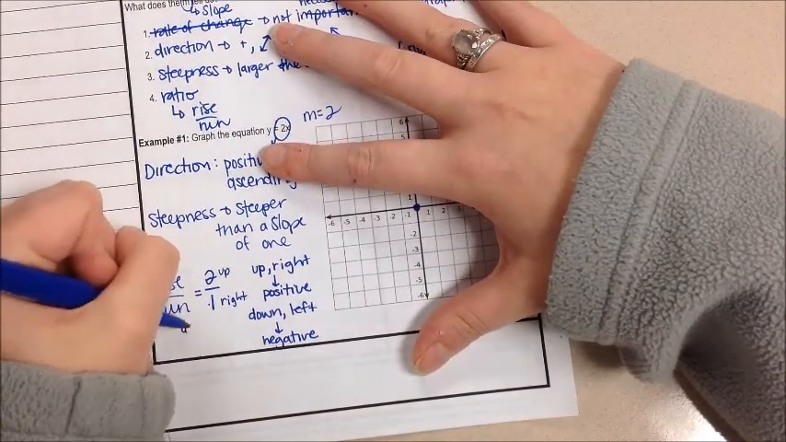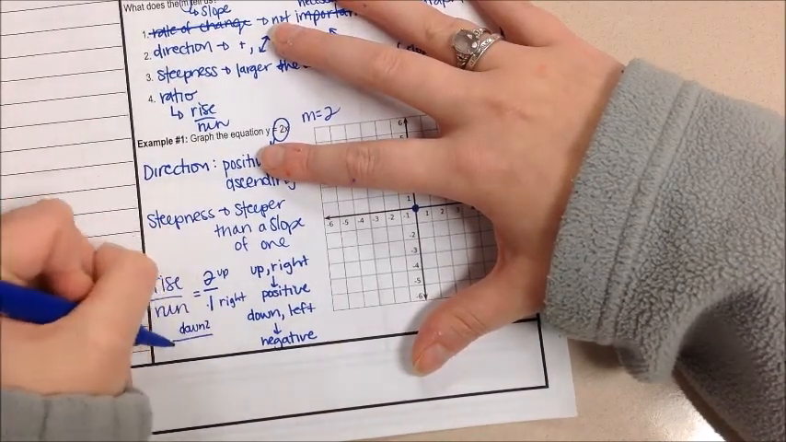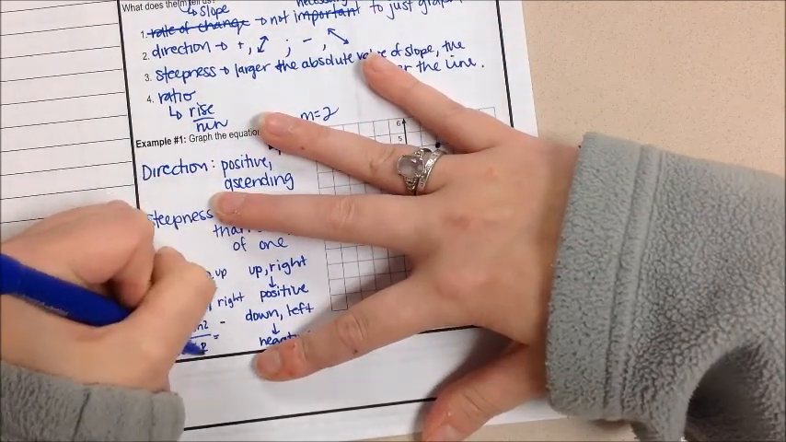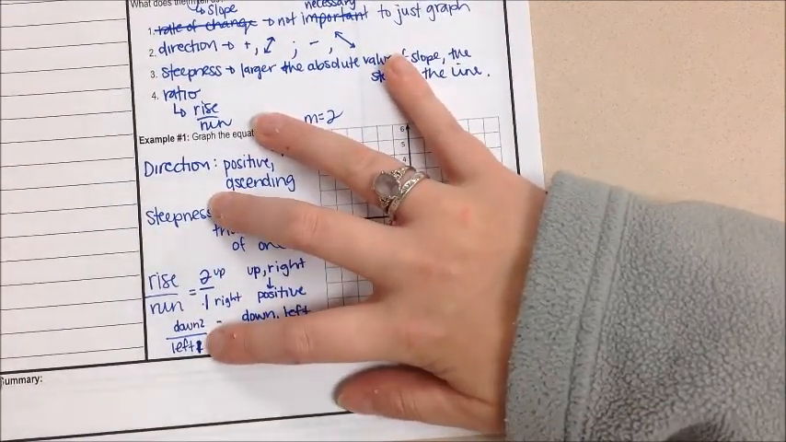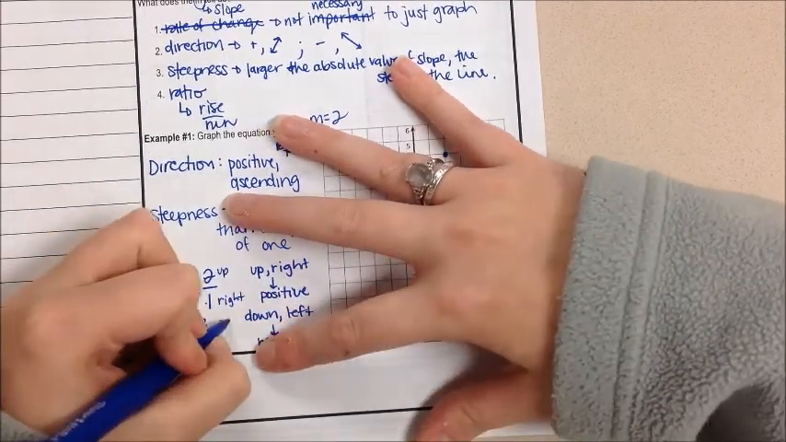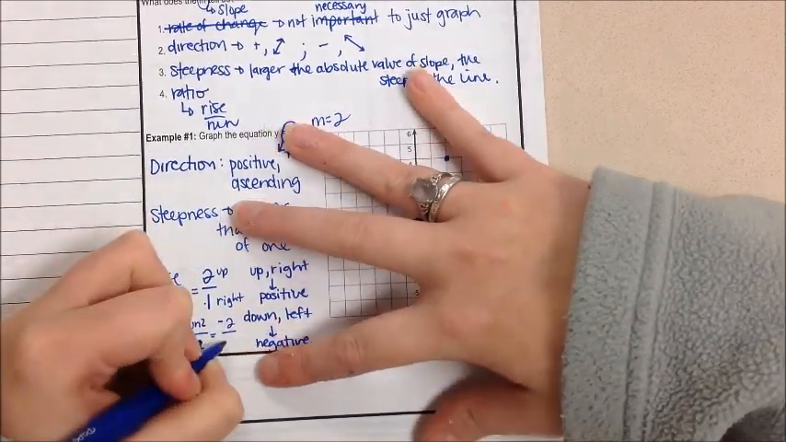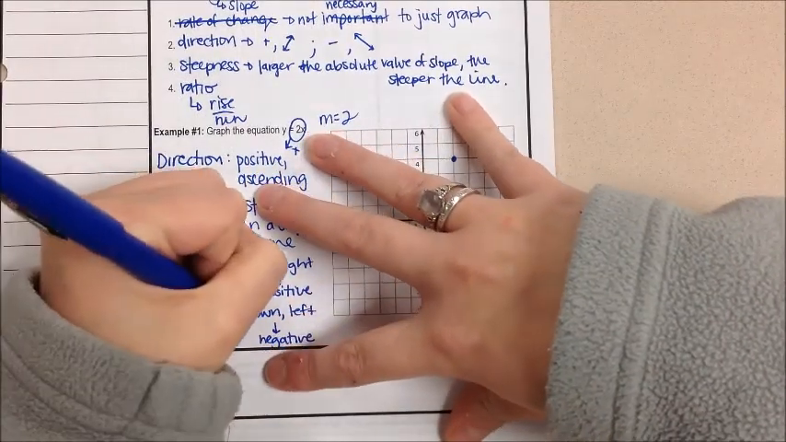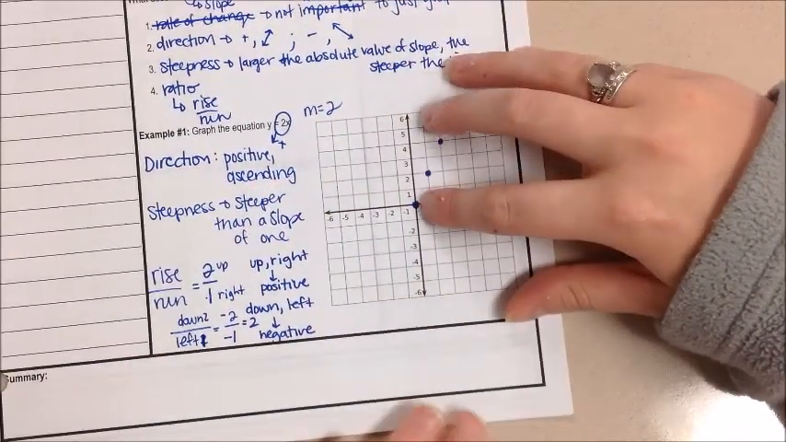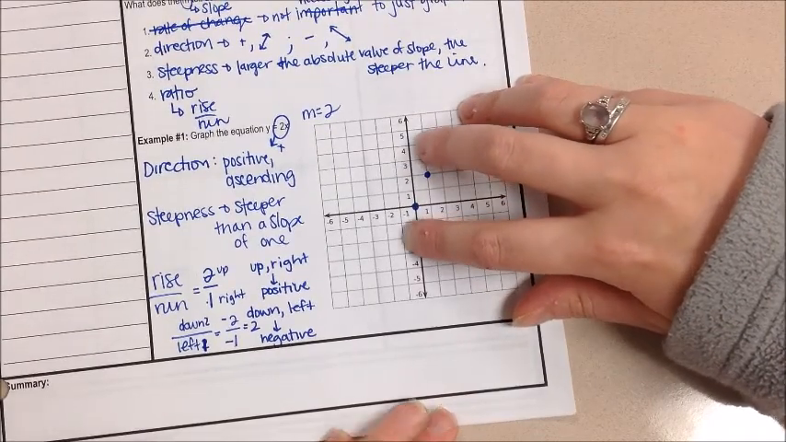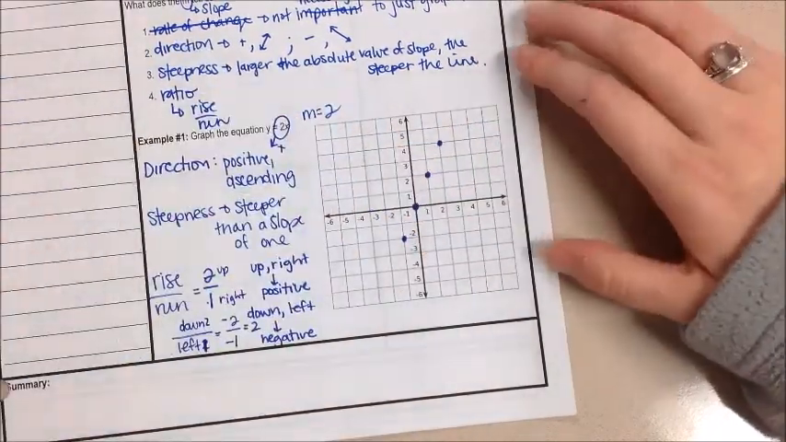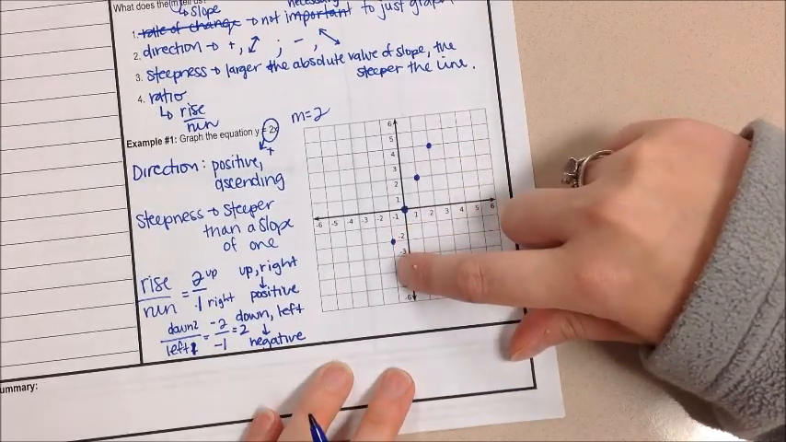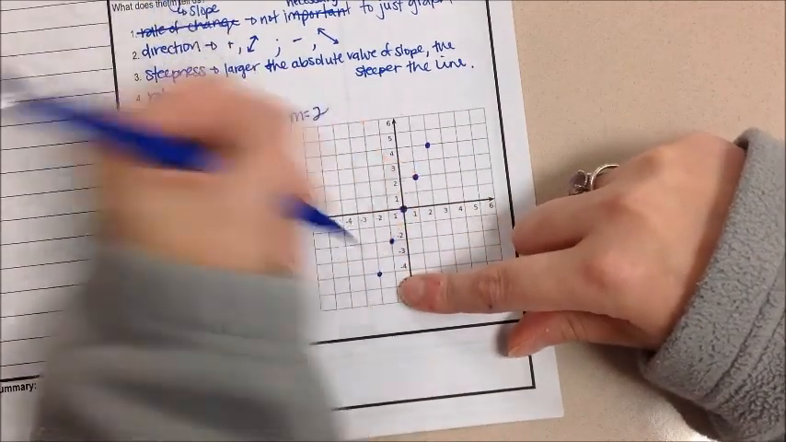If I go down 2 and left 1, well, down 2 is negative. Left 1, I'm sorry, this should be left 1. Down 2 is a -2. Left 1 is a -1. Well, now if I divide a negative by a negative, that gives me a positive. So I can also go down 2 and left 1 to get that point. And see how that pattern stays in the right order? Down 2, left 1. That gives me some more points.